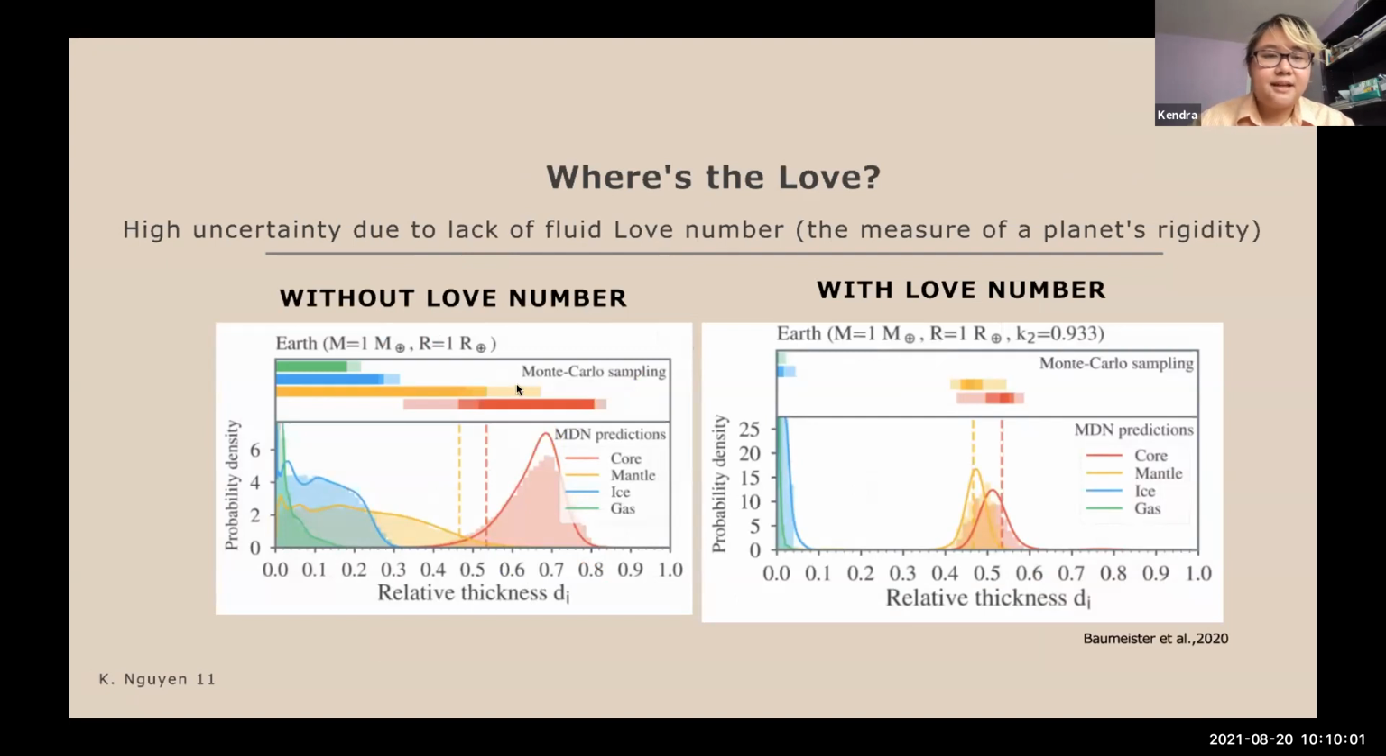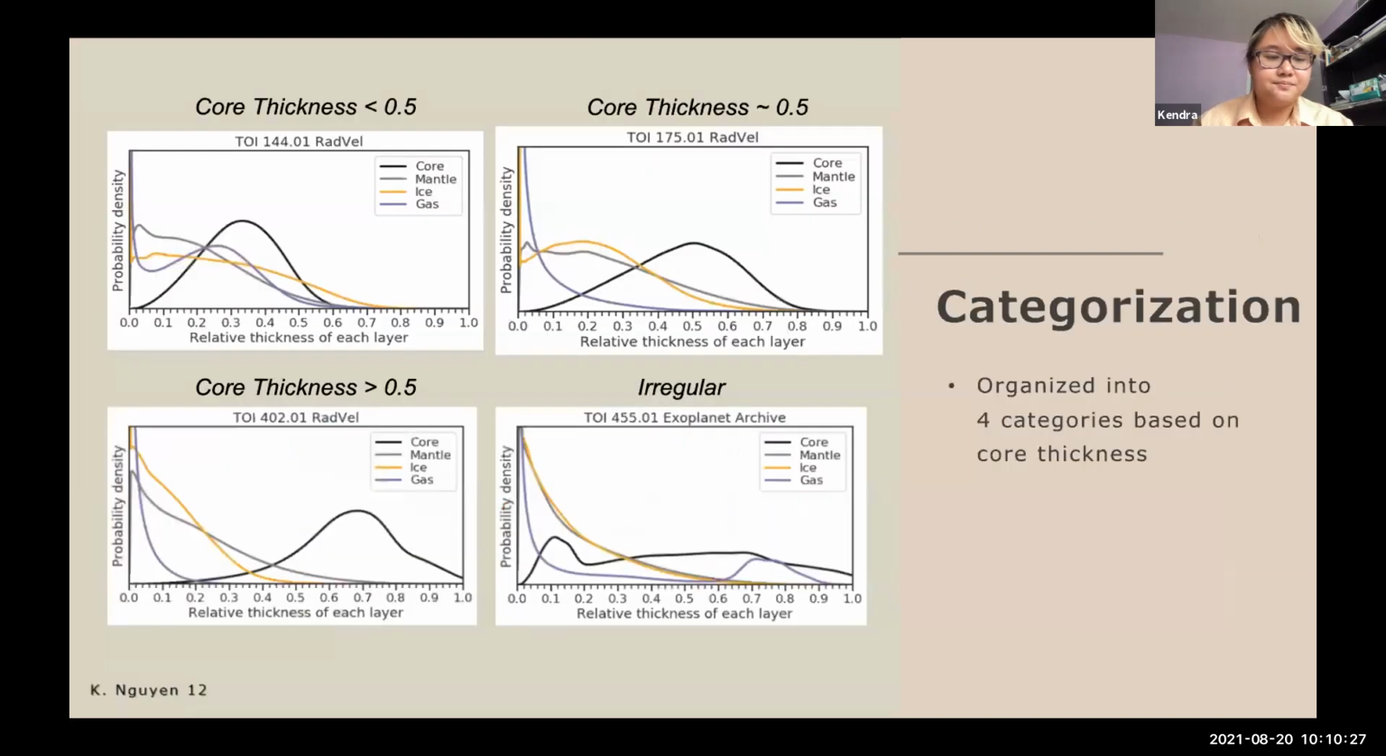On the left is the calculation prediction for Earth without the Love number. You can see here that there's high uncertainty, where this is the actual thickness for Earth, whereas this here is MDN's prediction. And with the Love number, it greatly improves accuracy, with this being MDN's prediction and this being the actual known result for Earth's core.